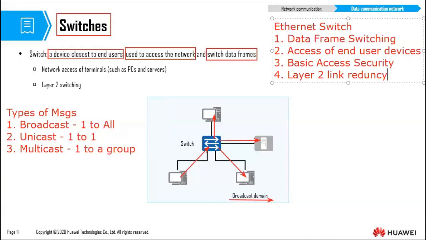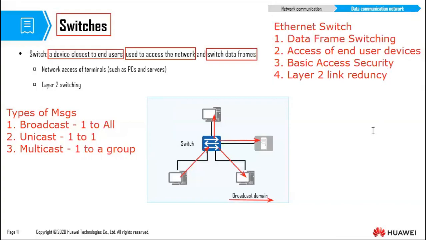Link redundancy simply means that you have more than one link between the switches, so that they can either share load or provide reliability. If one link goes down, the other one is still functioning.